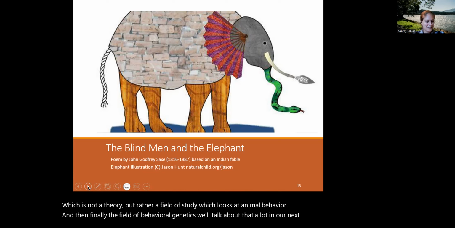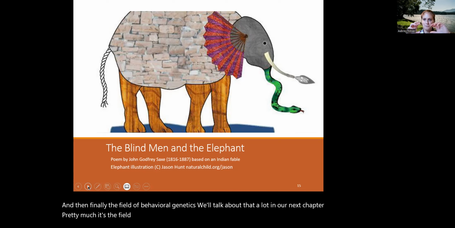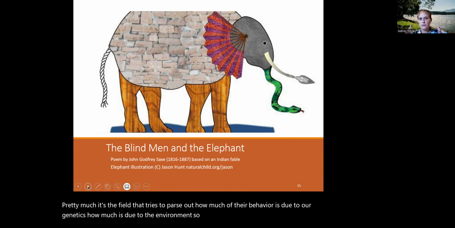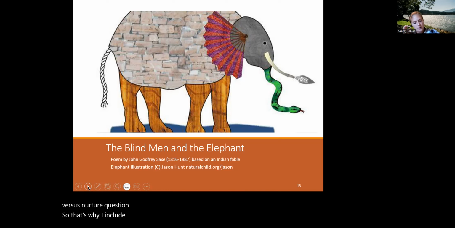Pretty much it's the field that tries to parse out how much of the behavior is due to our genetics, how much is due to the environment. So they very much focus on that nature versus nurture question. So that's why I include them on that outline. But getting back to why we have so many theories.